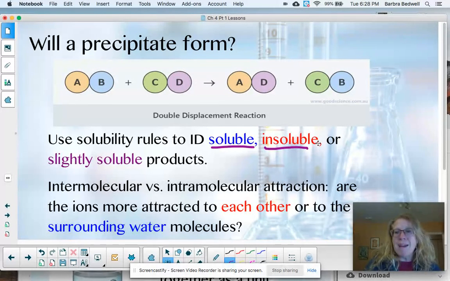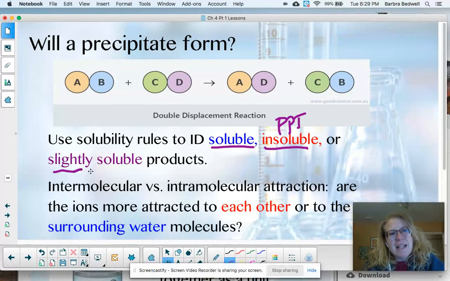In other words, they form a solid. They do not separate. They do not stay dissolved. Insoluble is your precipitate. So that's actually what you're looking for, PPT. This phrase, slightly soluble, is a little bit of a messy one when it comes to solubility rules.